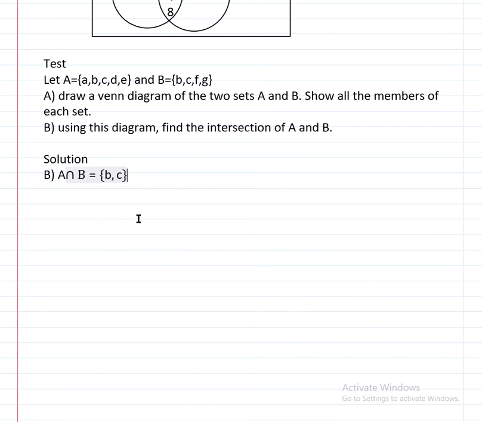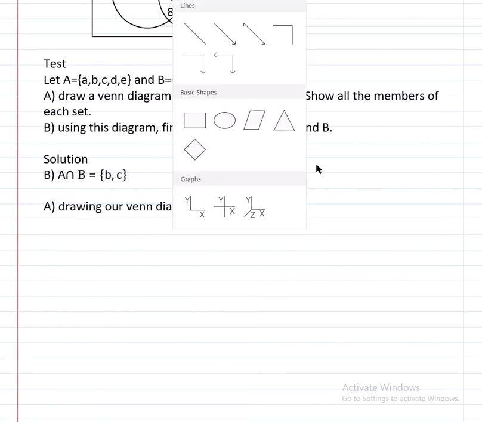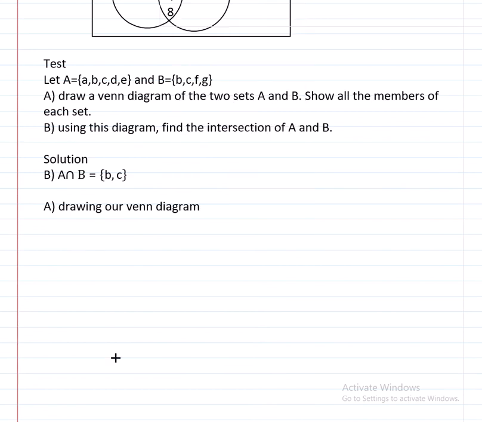Okay, so if you're able to find this, then we can draw our Venn diagram. So we are drawing our Venn diagram. So how do we draw a Venn diagram? As we always do, we bring our universal set, which is the whole of it.